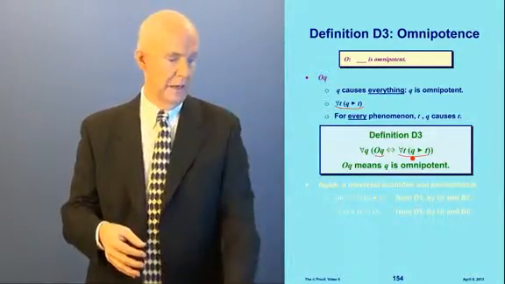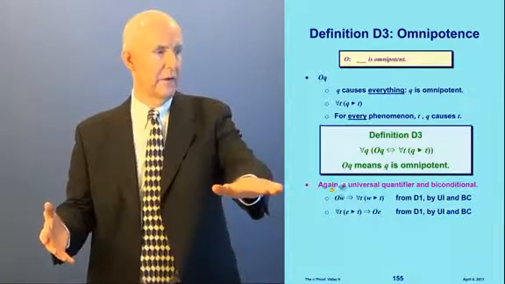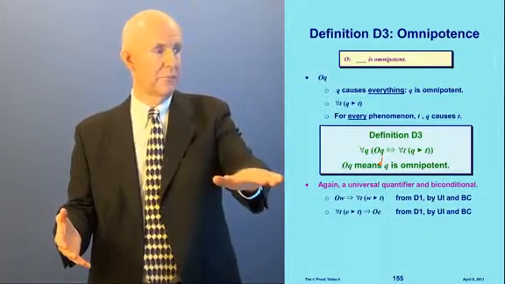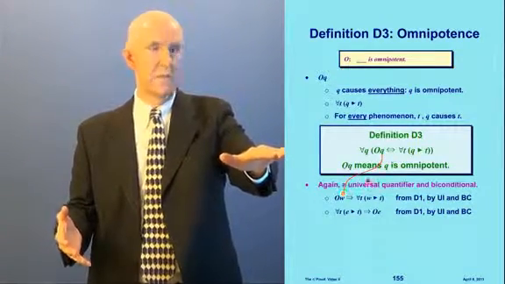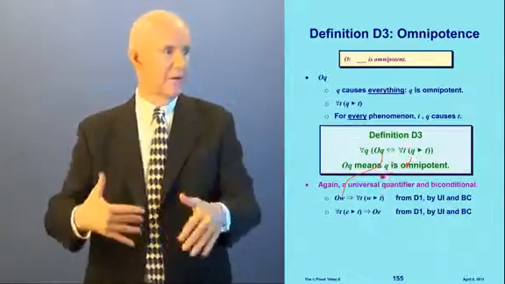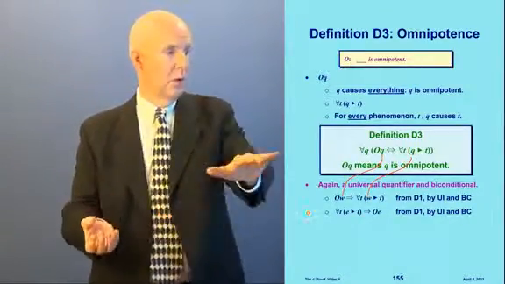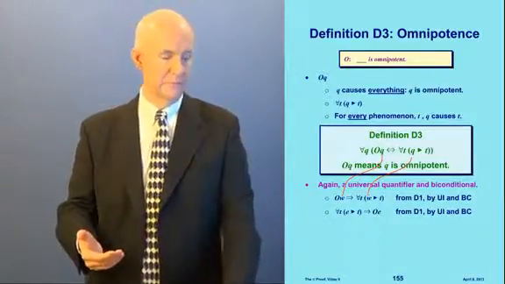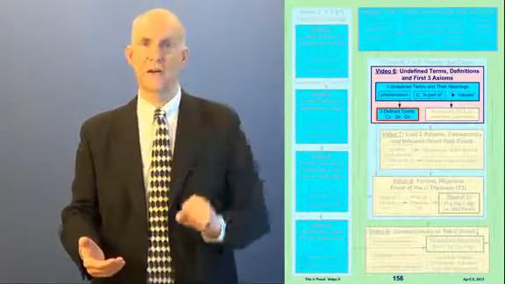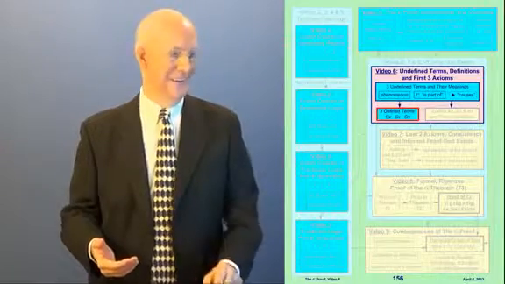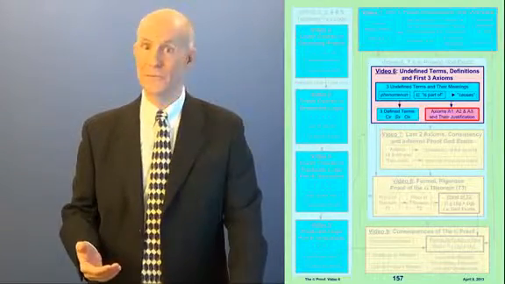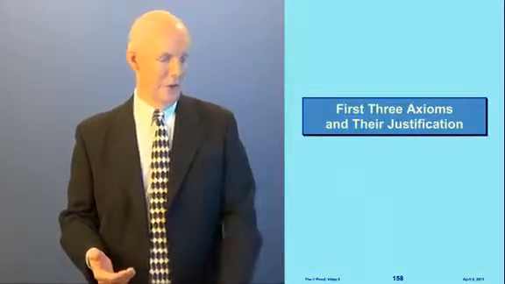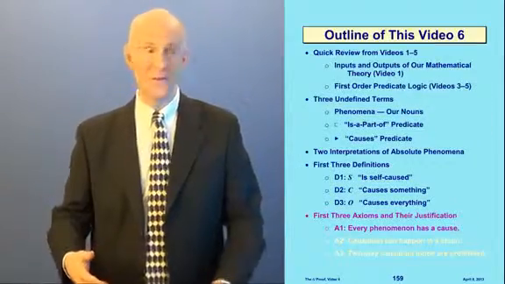All right? And again, because we have the universal quantifier, we can use this in our proofs. We'll bring it in with repetition. Then we'll do UI to get whatever variable we want on the O. And then we will use BC to get a conditional one way or the other. Okay, that takes care of our definitions 1 to 3. And now let's move on to axioms 1 to 3. Here we go, our first 3 axioms and why they're justified.